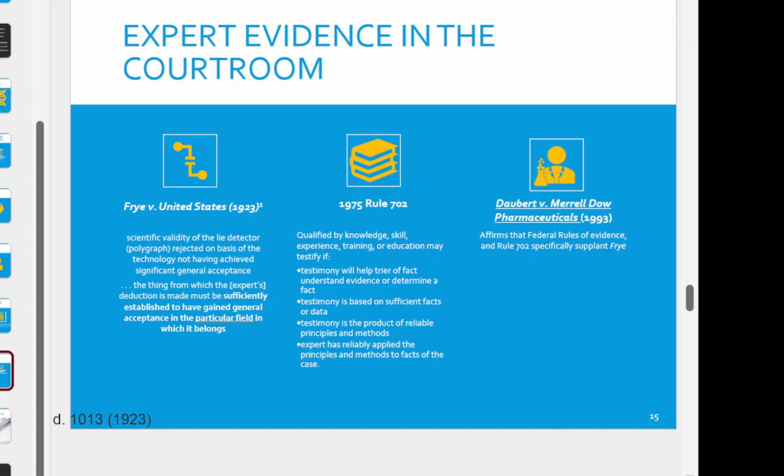Daubert was the first of a series of cases dealing with expert testimony, followed by several others such as General Electric Co. v. Joiner in 1997 and Kumho Tire Co. v. Carmichael in 1999, which further redefined the roles of judges in assessing expert testimony.